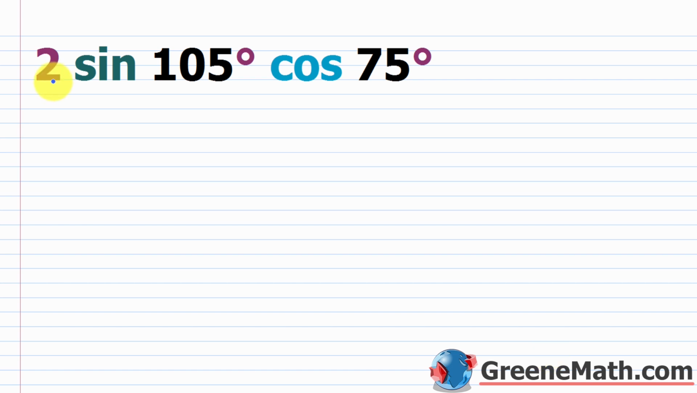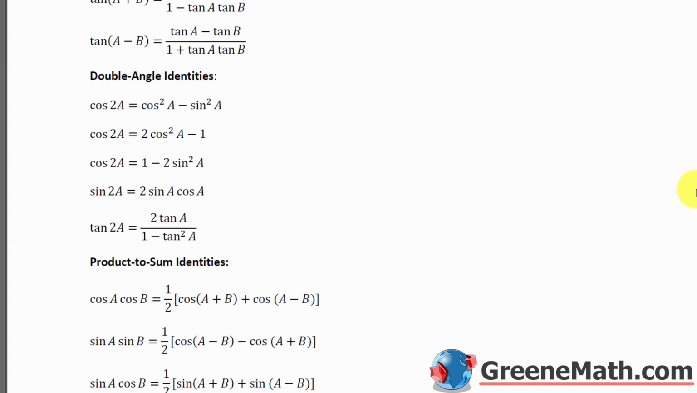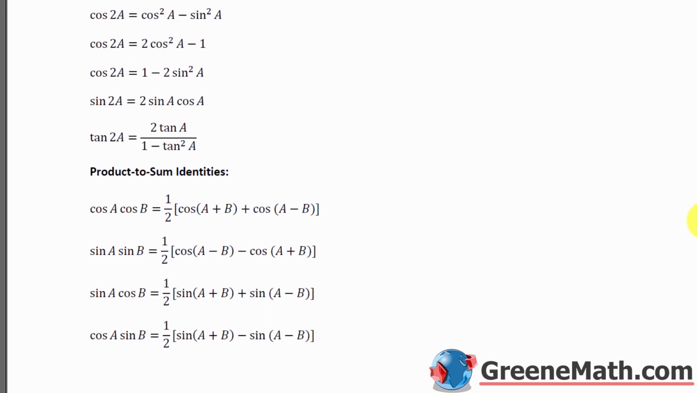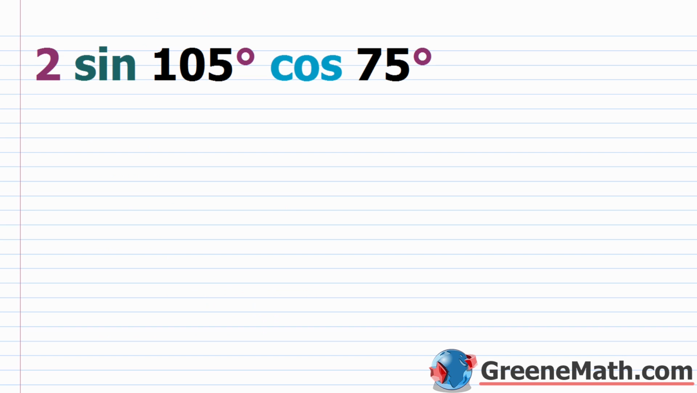So what we have here is 2 times sine of 105 degrees times cosine of 75 degrees. So basically this is a product, okay? And we're going to want to change this into a sum to get an exact value. So let's go to our little worksheet here. And there's quite a few of these. So let's go to basically where we have our sine of a times our cosine of b like this. This is going to be 1/2 times, inside these brackets here, the sine of a plus b plus the sine of a minus b, okay? So let's just put this down here, and I'll just write it out really quickly for you.